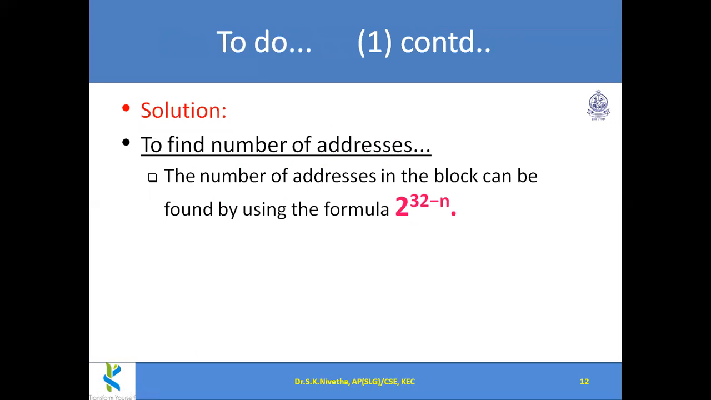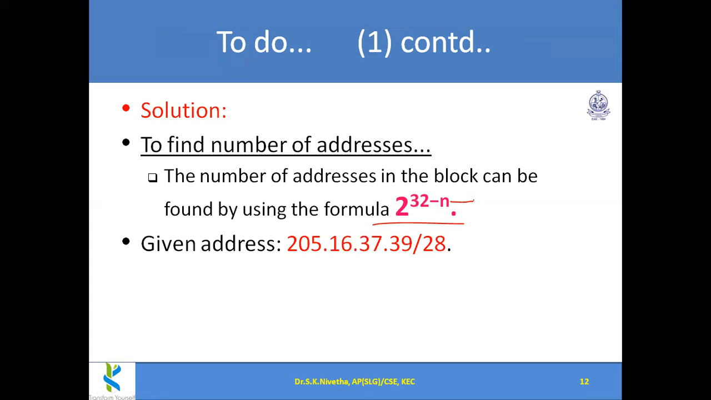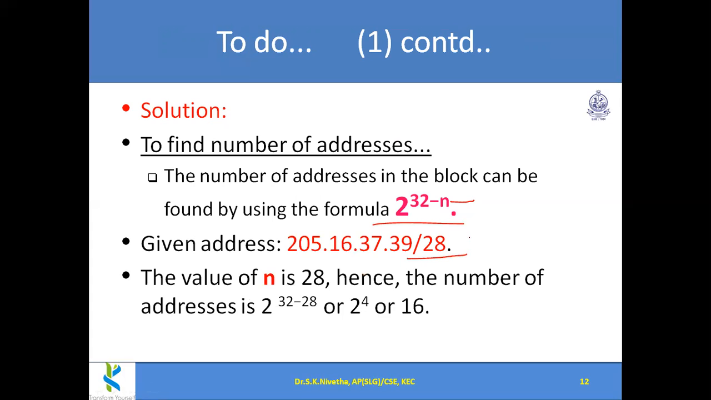To find the number of addresses, we use the formula 2 power 32 minus n, where n is the subnet mask bits. For our case, n is 28, so I am using 2 power 32 minus 28. That gives 2 power 4, and the result is 16. So 16 addresses are there in this block. And this is one of the addresses, which may be a starting address, a last address, or an in-between address.